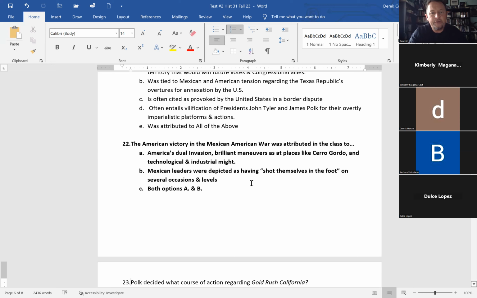22, American victory in the Mexican-American War was attributed to America's dual invasion beginning in Coahuila in the north and in Veracruz in the south. Brilliant maneuvers at places like Cerro Gordo, and technological and industrial might. Absolutely true. B, Mexican leaders were depicted as having, quote, shot themselves in the foot on several occasions and levels. That is equally true. So they're both true as options A and B. All right.